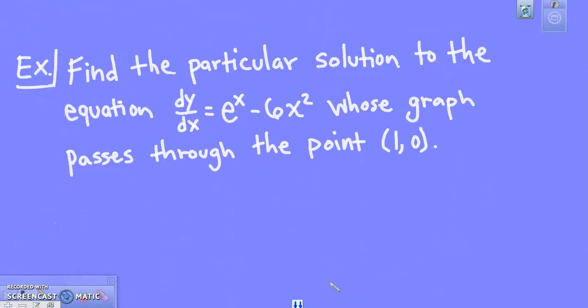So copy this one down. Find the particular solution to the equation dy over dx is equal to e to the x minus 6x squared, whose graph passes through the point 1, 0. So I want you guys to pause the video and give this a try. So start this pretty much how I did the last one, and then you guys give me the family of functions, and then I'll show you how to use the initial condition to find a particular solution.